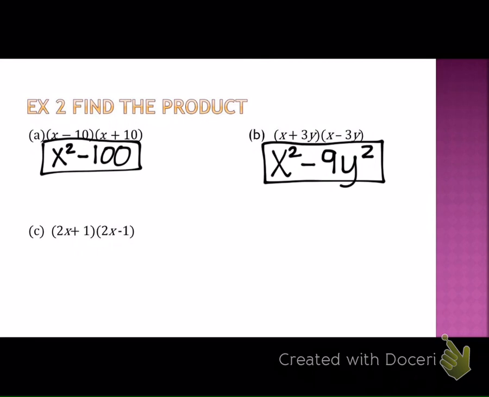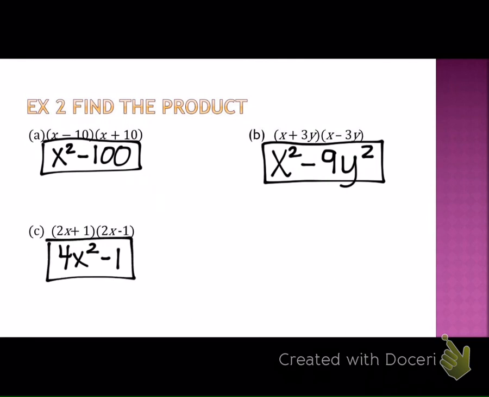And then lastly, TJ, what did you guys do first on letter C? 2x times 2x, and you got 4x squared. And then what did you guys do? 1 times negative 1 gives me a negative 1. And that is my final answer.